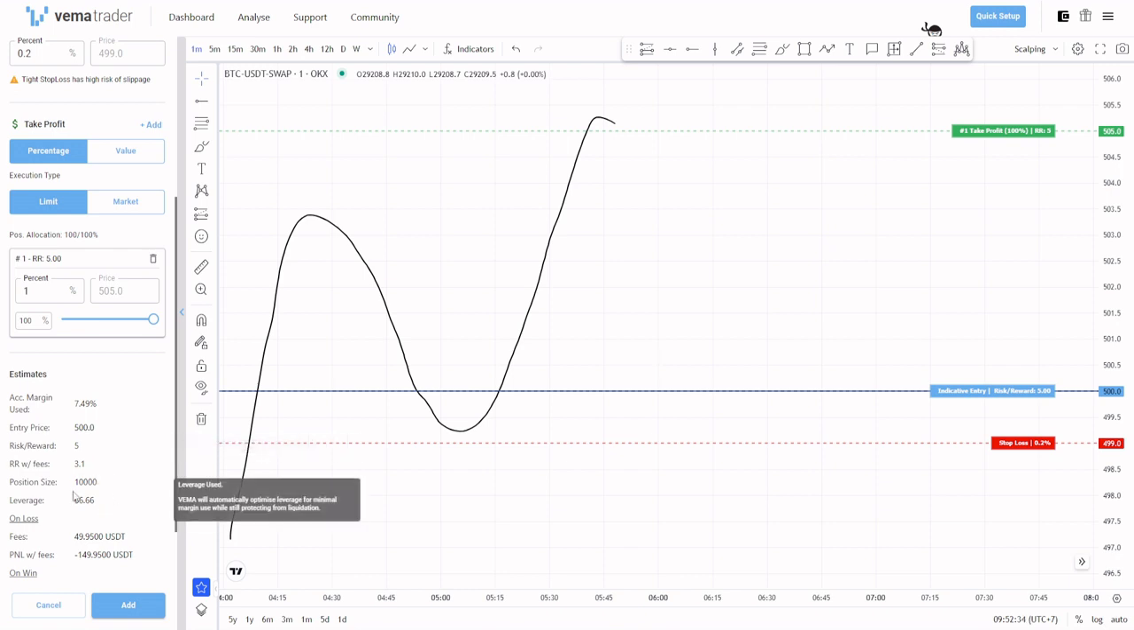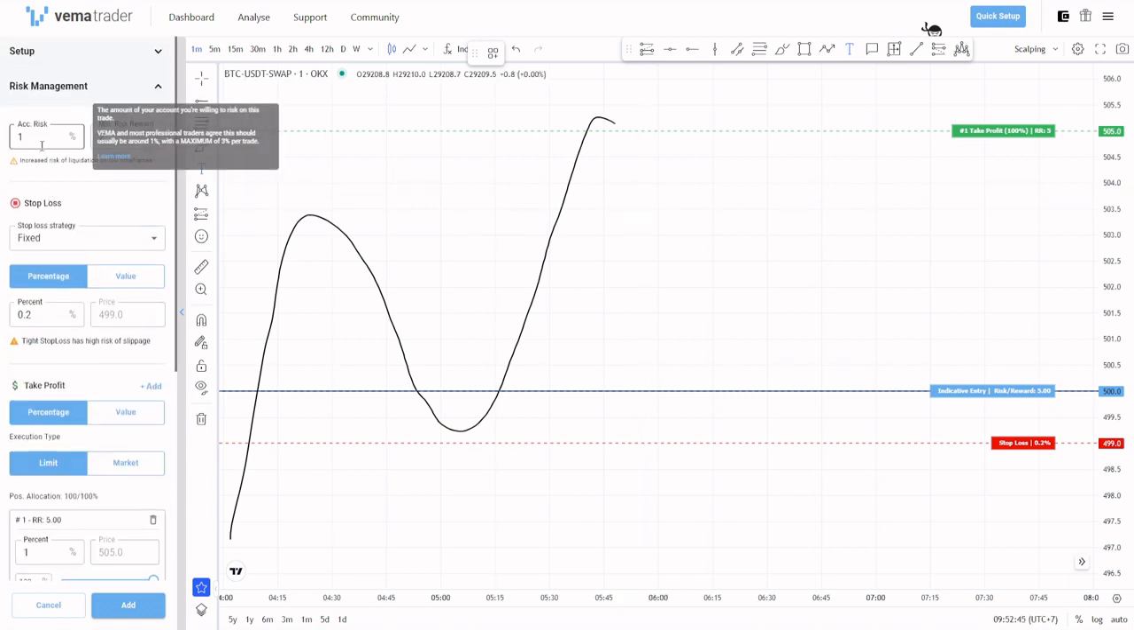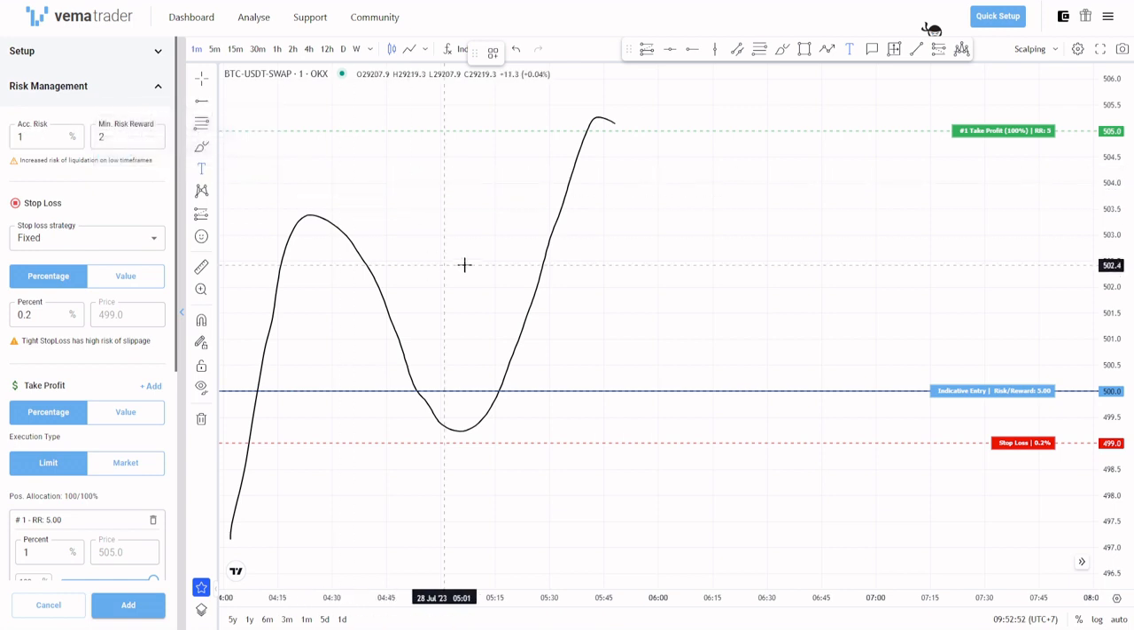But what it does change is the position size. So our position size was previously 1,000. It is now 10,000 contracts. And the reason for that is that it has to increase to keep us at that $100 risk, right? That 1% that we've selected, because our account risk is 1%, that 1% of $10,000, which is our balance.